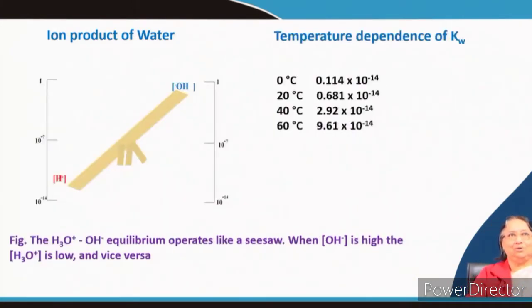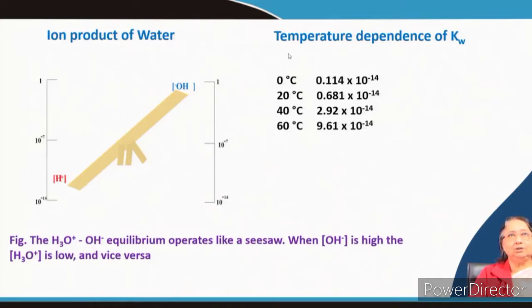We all played seesaw in our childhood days. Some person sits here, some child sits here and another child sits here. Sometimes it goes down, sometimes it goes up. But you can see the scale here, this is 1 and this is 10 to the minus 14. If OH minus ion concentration is 1, then H plus ion concentration must be 10 to the power minus 14.